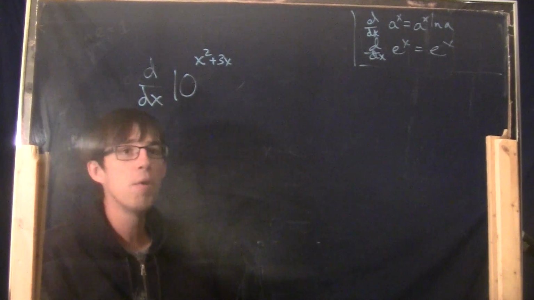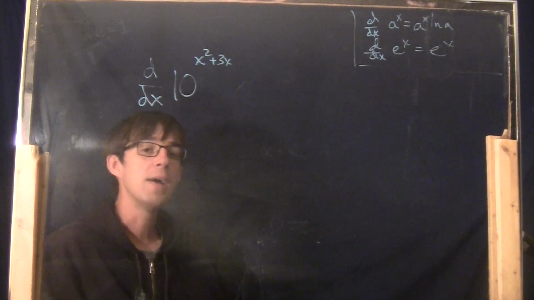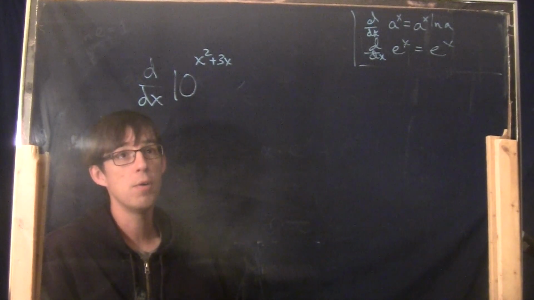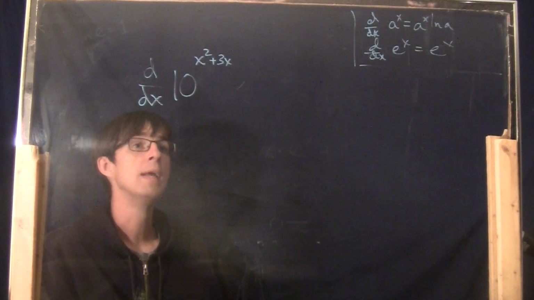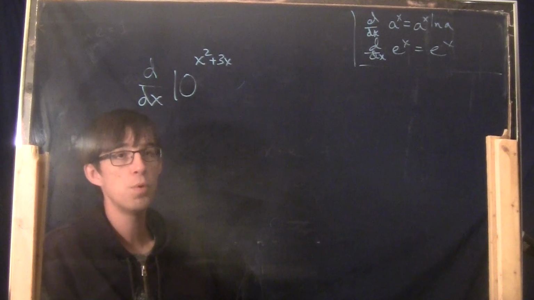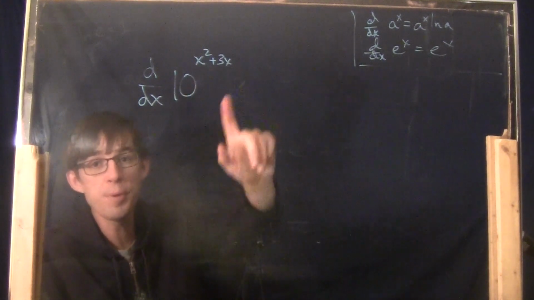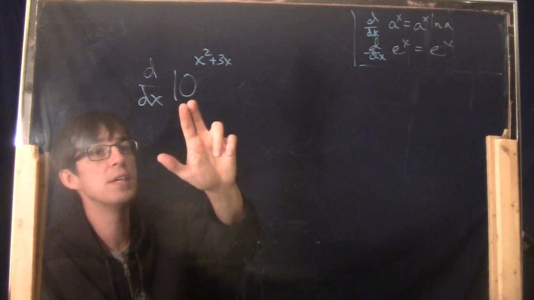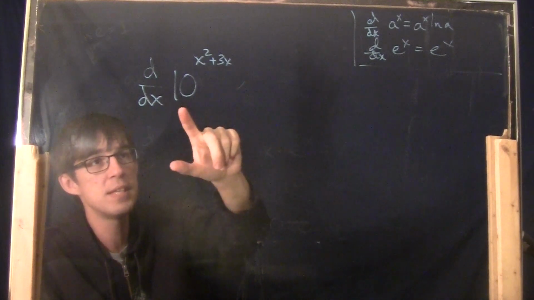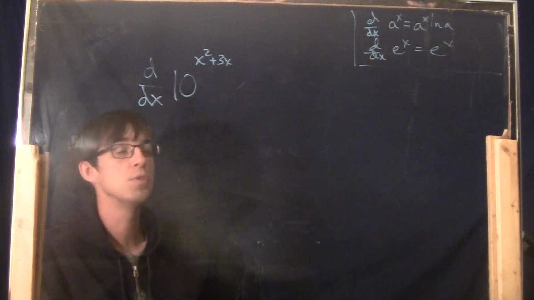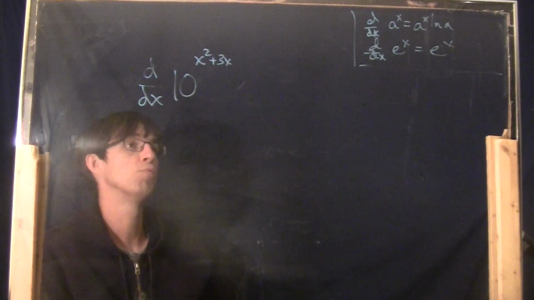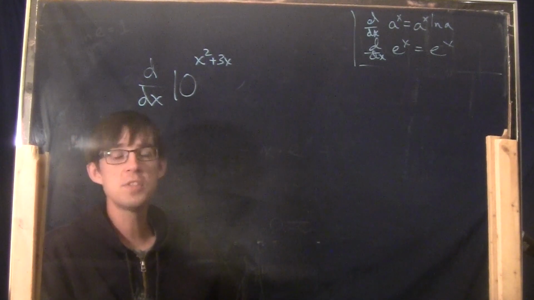You have to ask yourself, which of my rules am I going to use? I'll tell you what it's not. Obviously, it's not the quotient rule because there are no quotients in there. It's also not the product rule, because there are no multiplications in here. What you have here is not 10 times that stuff. It's 10 to the power of that stuff. This is not a multiplication, not a product, so you should not use the product rule. What's left is the chain rule.